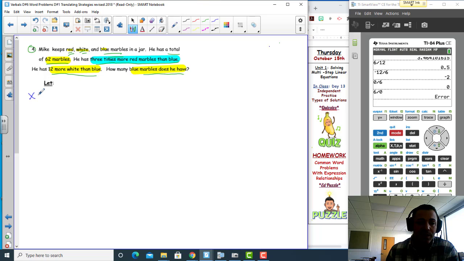X has to be something, and technically it could be the red, the white, or the blue. But the easiest way to identify x so that it will help us to write the relationships appropriately is to try and identify the amount they keep talking about over and over again, or the least amount in the relationship. So once again, they keep referring to blue, and I would call x the number of missing blue marbles.